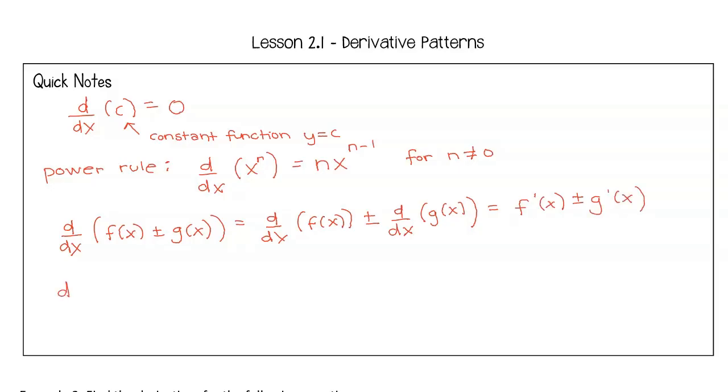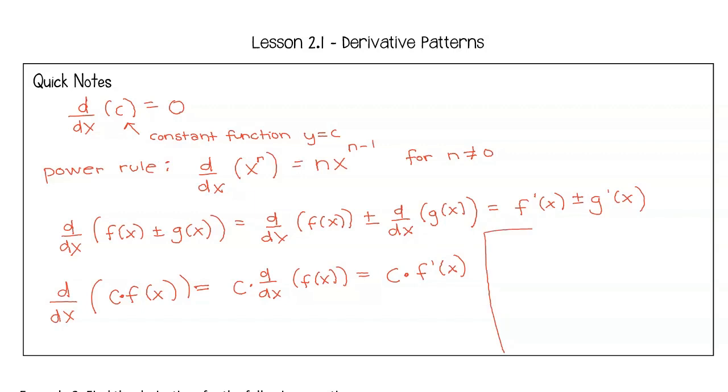Then another one we didn't specifically write out is if I have a function with a constant being multiplied by that function. So the derivative of c times f of x is going to equal c times the derivative of f of x. If the function is being multiplied by a constant, we could just put that out front, do our derivative, and then multiply by c at the very end.